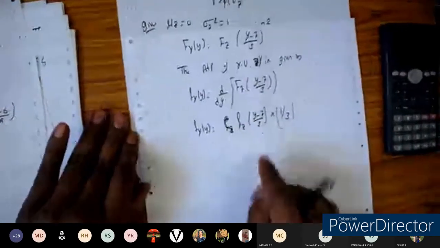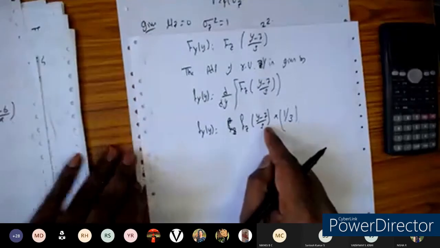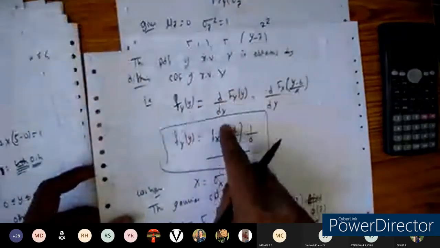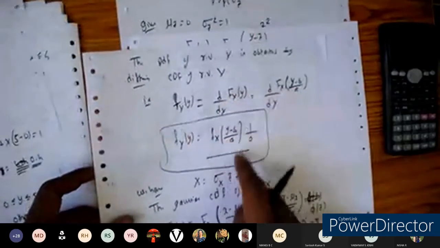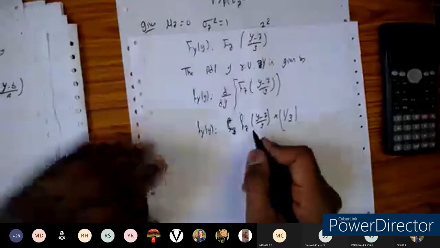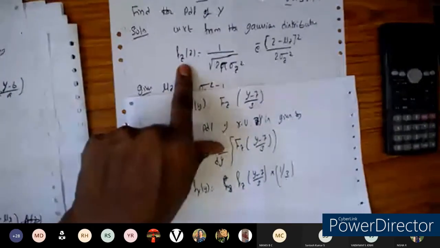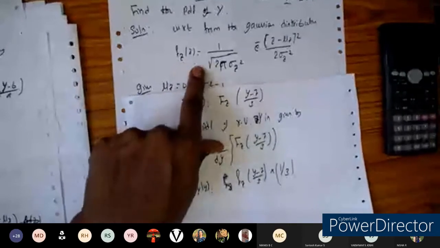Got it now? So no confusion in this one. As per the formulas, we are doing here fY(y) is equal to d by dy of this one, so 1 by a into this one. The same concept we are doing here. But we know that fZ(z) is nothing but this is the value of fZ(z) here.